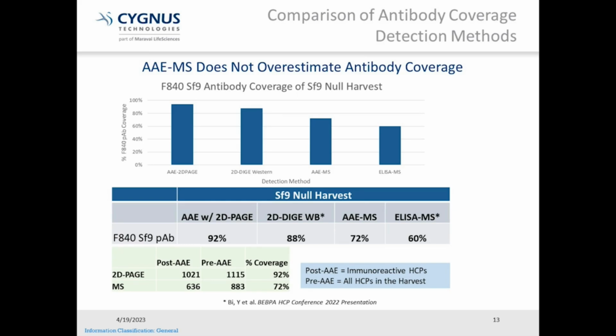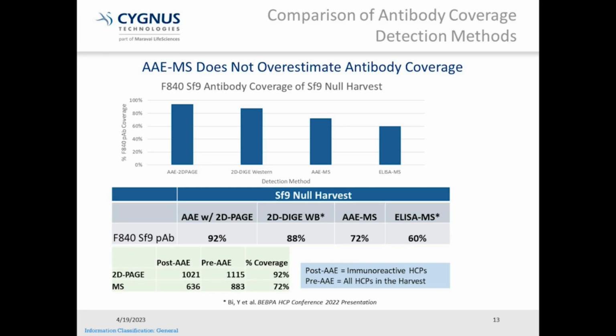Starting from the left, 2D page determined the antibody coverage to be 94%. Moving to the right, 2D Western reported that coverage was 88%, AEMS reported coverage as 72%, and ELISA MS had the lowest antibody coverage percentage of 60%. The differences between AEMS and ELISA MS are the reason that AEMS outperforms ELISA MS.